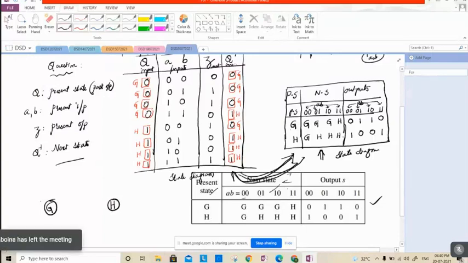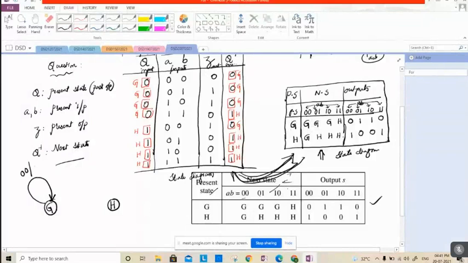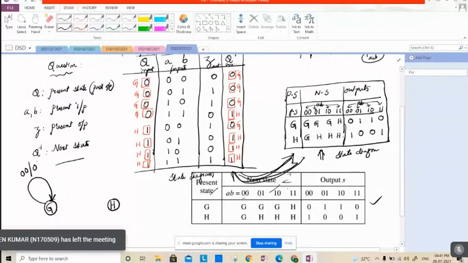Let's take state G. If AB inputs are 0, 0, what is my next state and what is my output? Next state G, sir. What is my output? Output is 0, sir. 0, right, perfect.